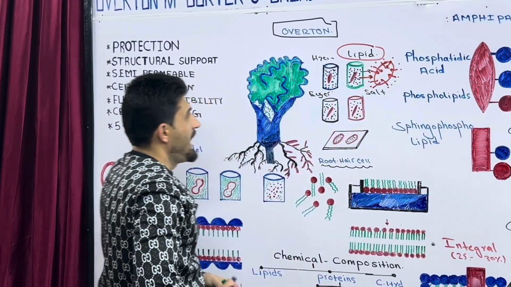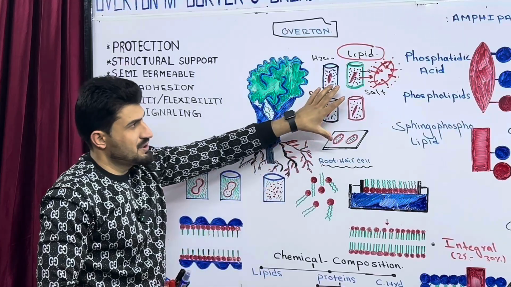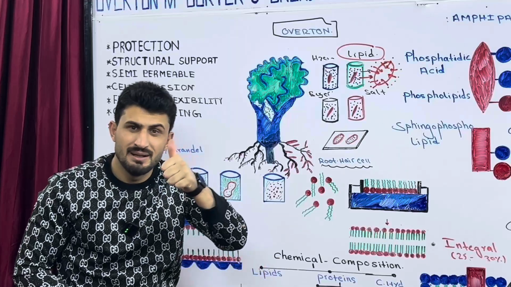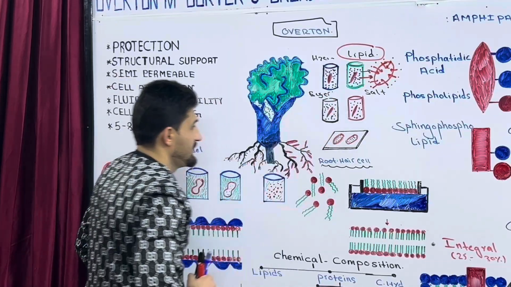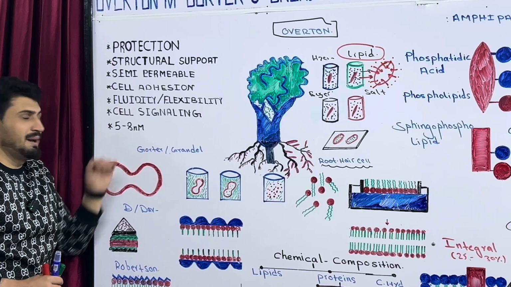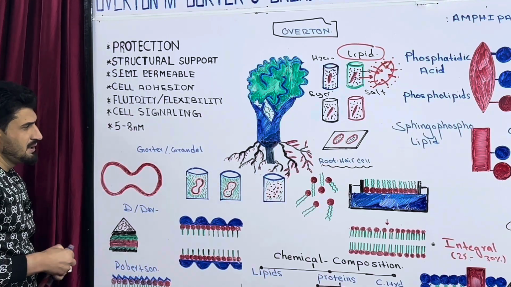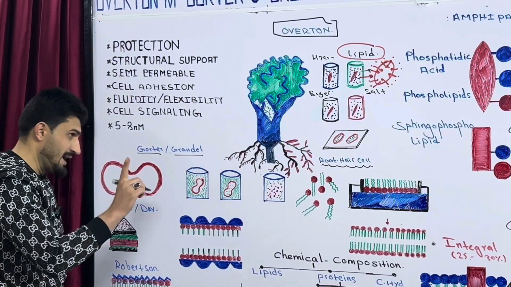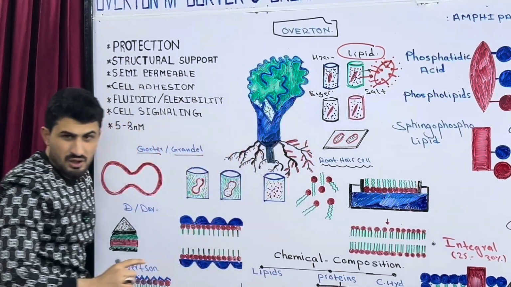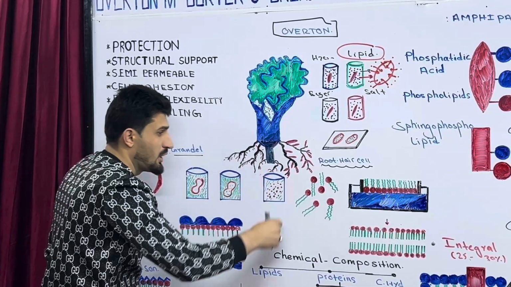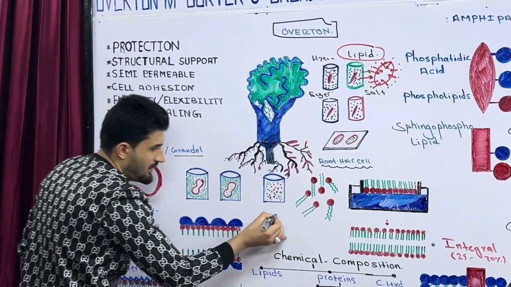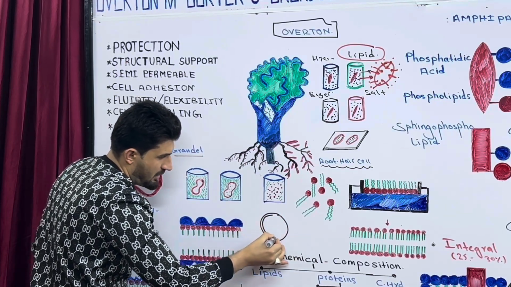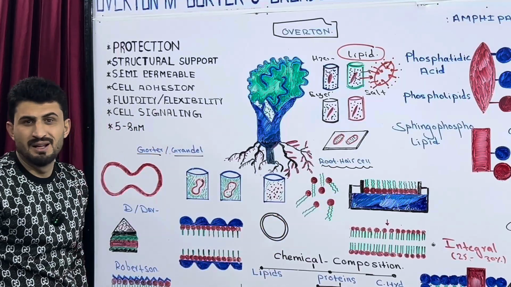Got it? And this was the first theory about the cell membrane, the first model, that a cell membrane has a lipid nature. After him, another two gentlemen came, Gorter and Grendel, and they proposed another theory. They said that yes, the cell membrane has a lipid nature, but the cell membrane is made of two layers of lipid. For example, this is a cell membrane. So this cell membrane is made of two layers of lipids.